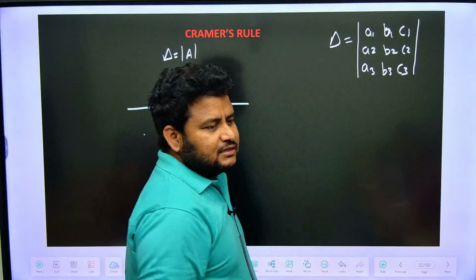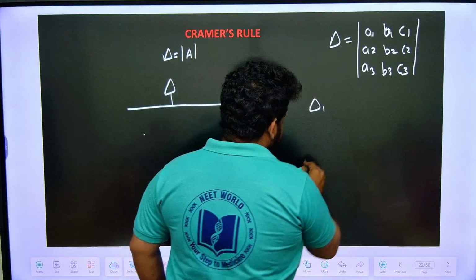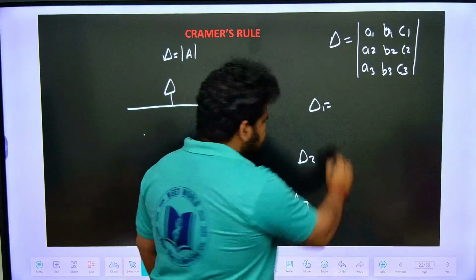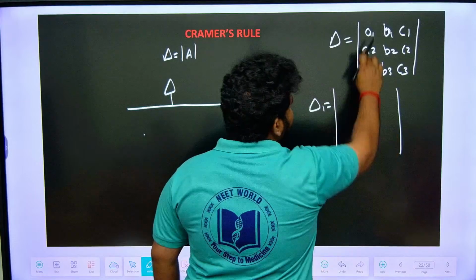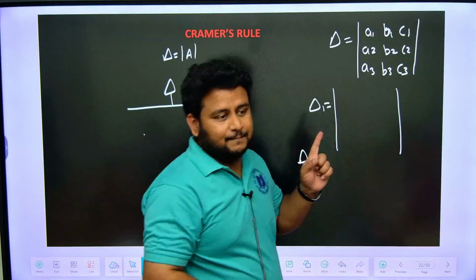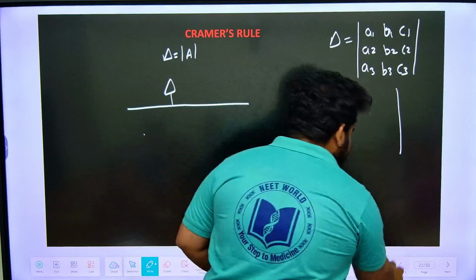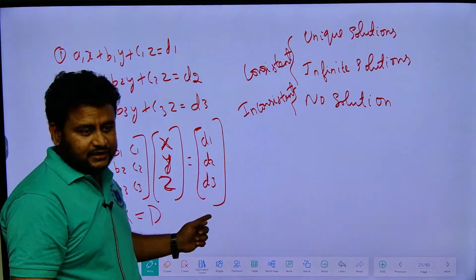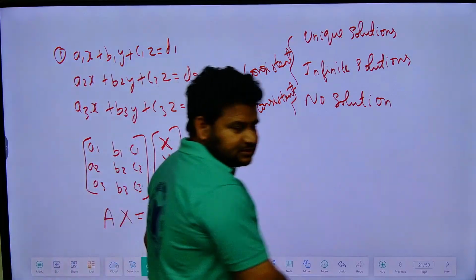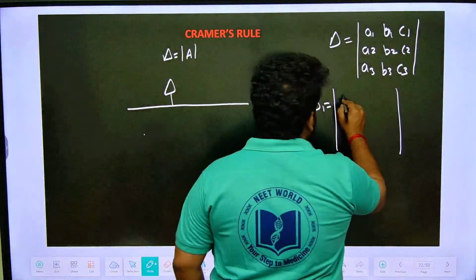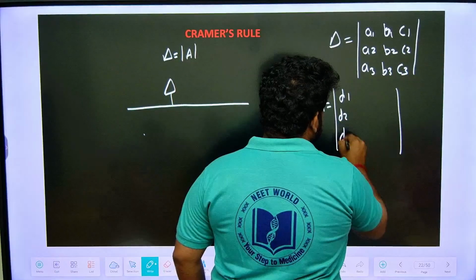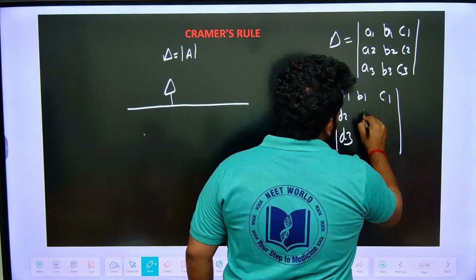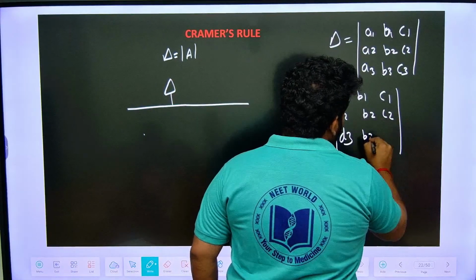Now, there is something called delta 1, delta 2, delta 3. What is delta 1? Delta 1 means you write the same thing, but in place of column 1, you write D1, D2, D3. Other elements remain the same: B1, C1, B2, C2, B3, C3. This is delta 1.